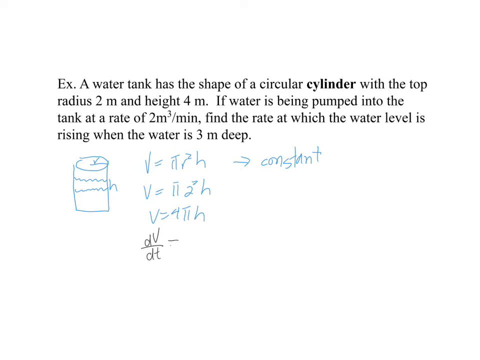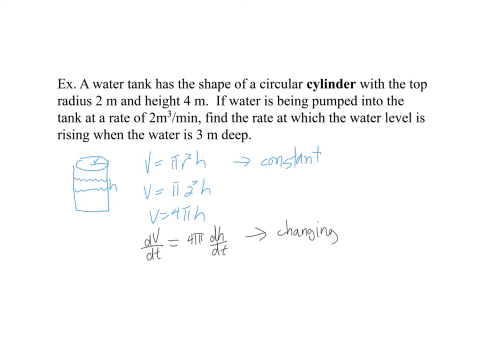So now if we do the derivative of volume, we get dV/dt. Derivative of 4 pi h would be 4 pi. But because it's h, we need to times it by dh/dt. So the original formula works for constant values. We have to use the derivative formula for any value that's changing. And once we keep that separate, the rest of these questions work pretty good.